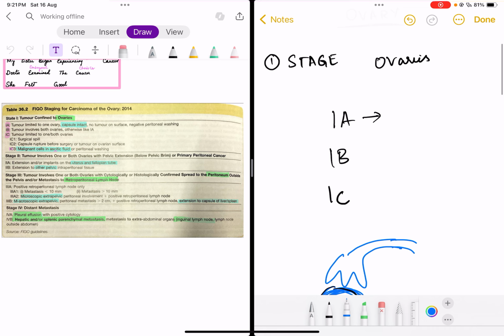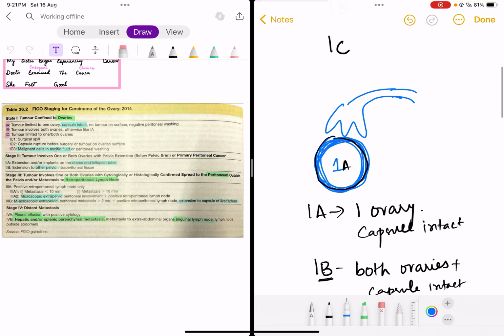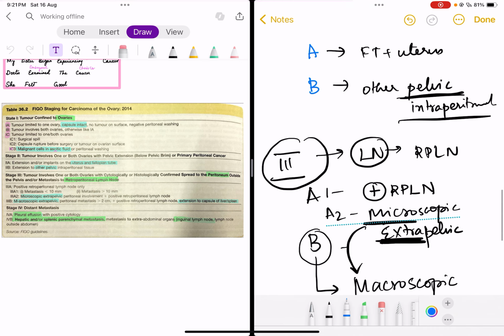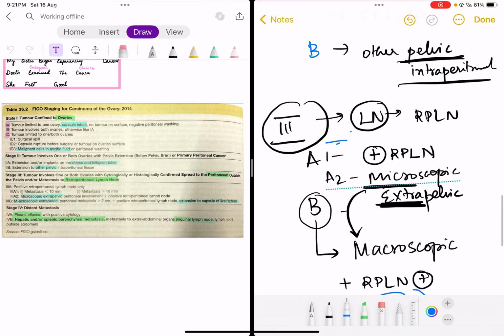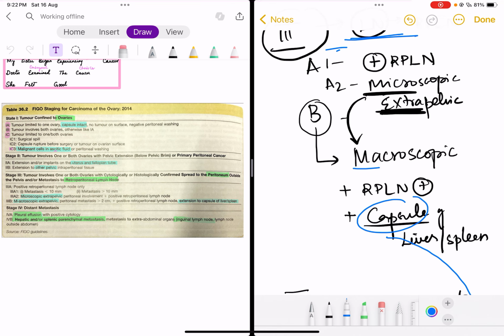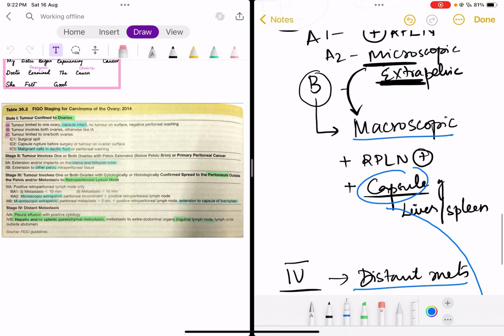So summing up, stage 1 is confined to ovaries. Stage 2 would be a step ahead. So it involves the adjacent organs, that is fallopian tube and uterus, but it is just pelvic extension. That is other pelvic intraperitoneal structures. Stage 3 is always lymph node, but in stage 3A2 it's going to be microscopic extrapelvic involvement, and in stage B it is going to be macroscopic extrapelvic peritoneal metastasis along with involvement of capsule of liver or spleen.